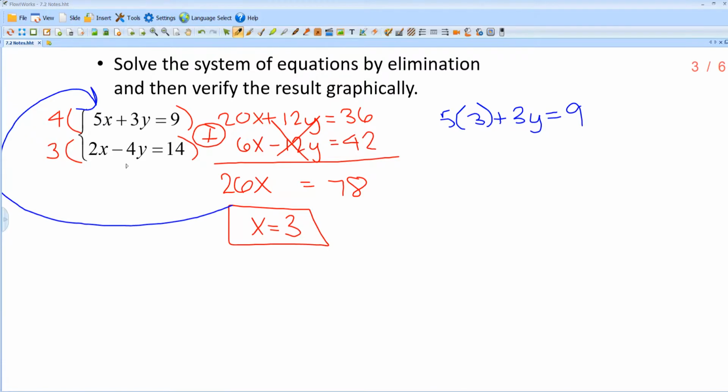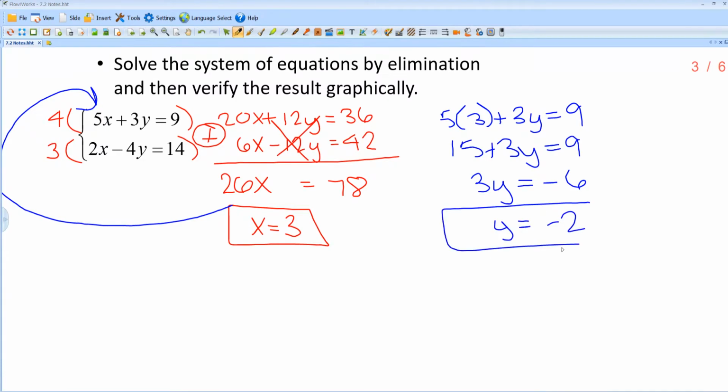In some cases, there will be a smarter equation to pick. In this case, it's not a big difference, but the top equation has all positives. This bottom equation has that negative, and sometimes we're not so great with negatives. So we'll have 15 plus 3y is equal to 9. 3y is equal to negative 6. So y is equal to negative 2. Our final answer is to then write that coordinate, which is going to be 3, negative 2.